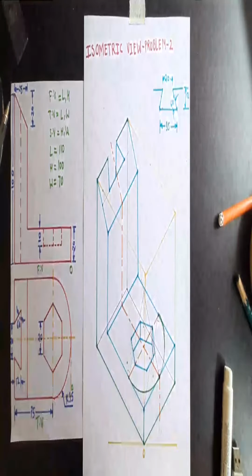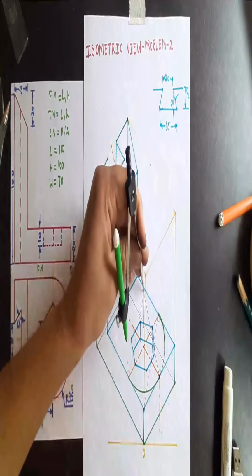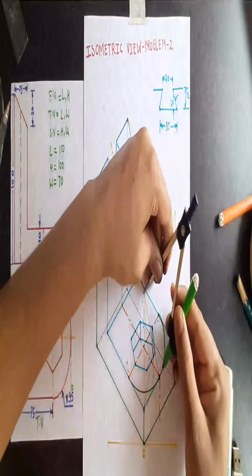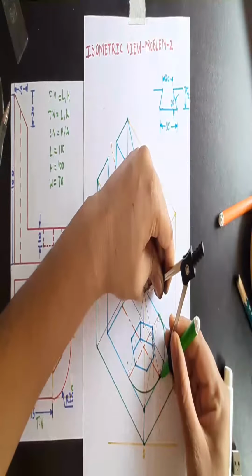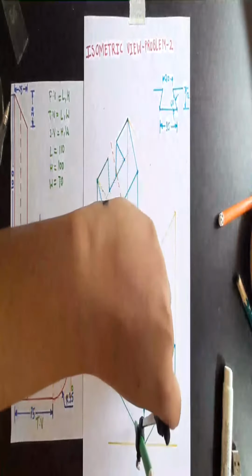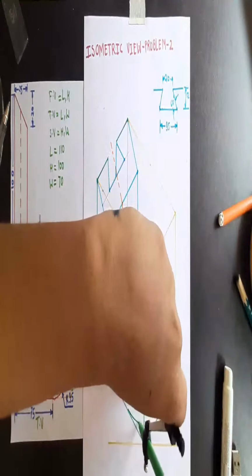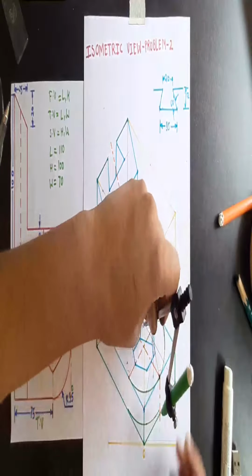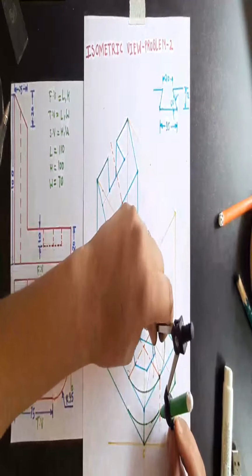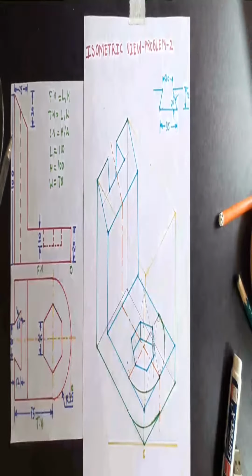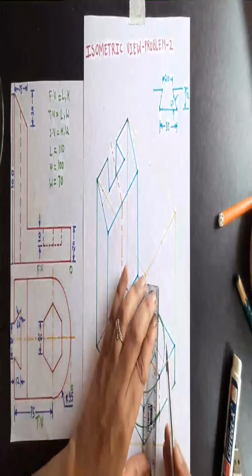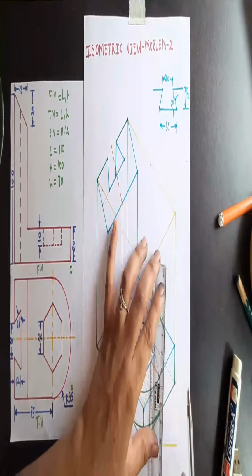Now keeping the same radius for this arc, the radius was up to the midpoint from here. So I am taking the radius up to the midpoint, but now with the new center. Draw the arc in between the two bottom lines. Sorry, it is shifted a little bit. Now draw the line tangent to this curve along the height.